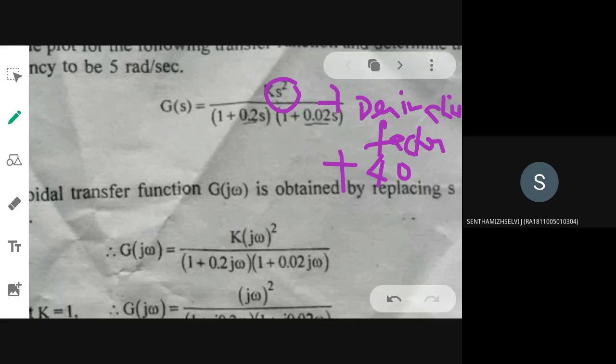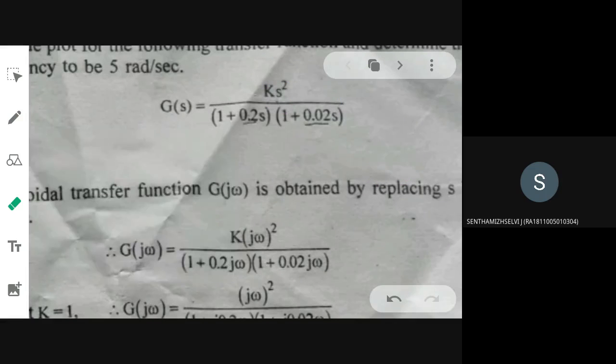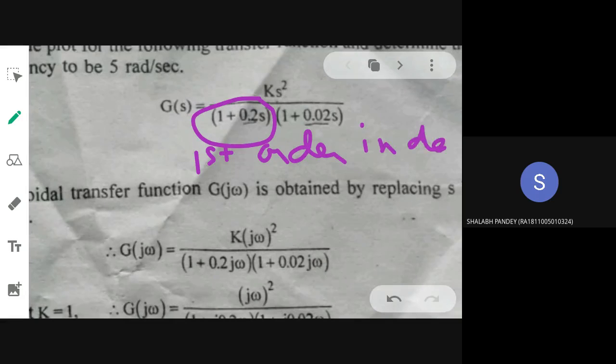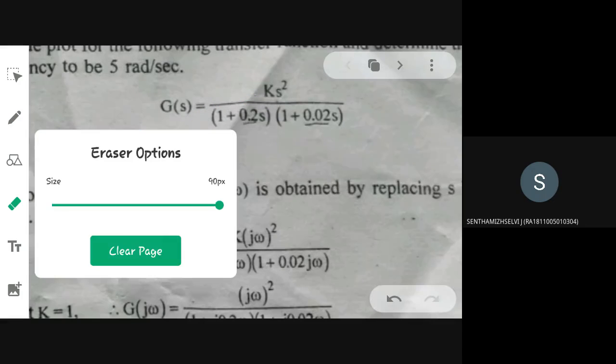Okay. Next, moving on to 1 plus 0.2s. What type of factor is it? That is a first order factor in the denominator. So since it is in the denominator, it will be a descending slope of what value? Minus 20, because it is first order. Okay.